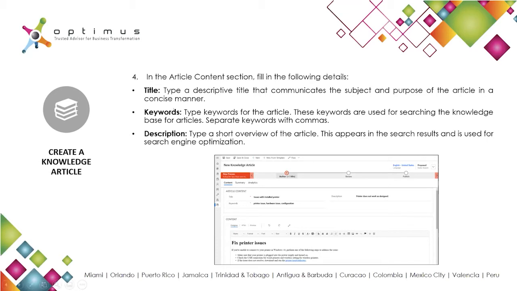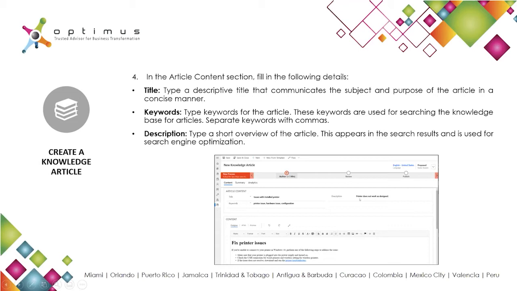Keywords are all the words that you want to relate to the article that allow the users, after that, to search and find the article. So, for example, you are creating an article about issues with an installed printer or something like that. You could use keywords like printer, like issue, like hardware issue, like configuration, like so many different words that could be related with the article that are going to allow the user after that to search the article.